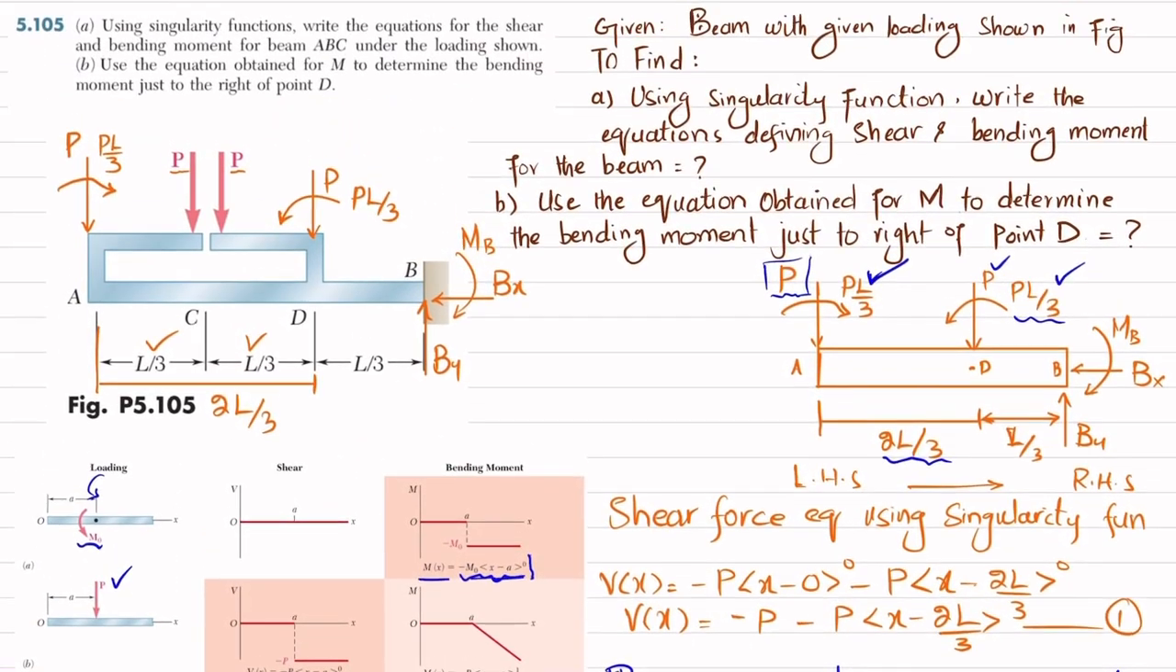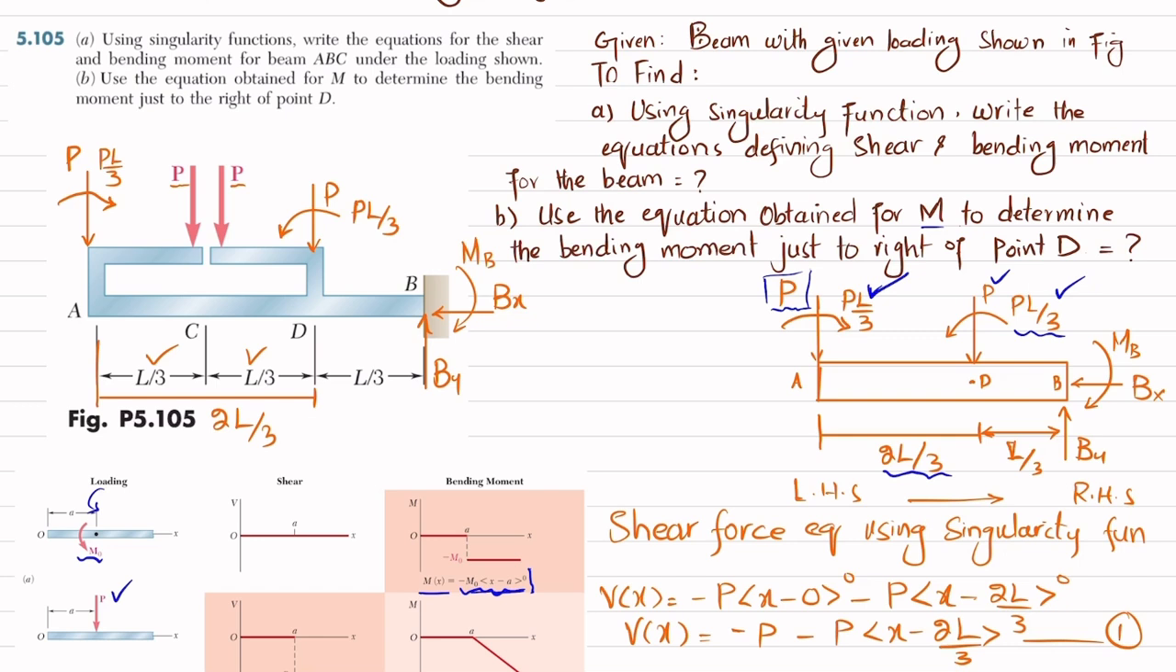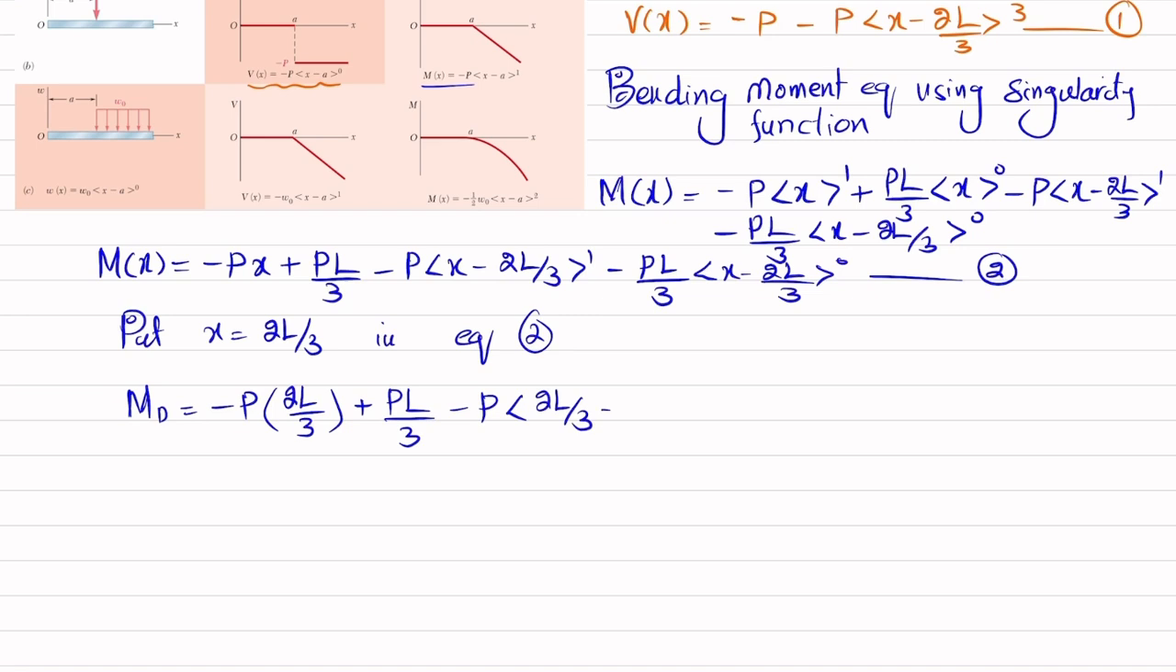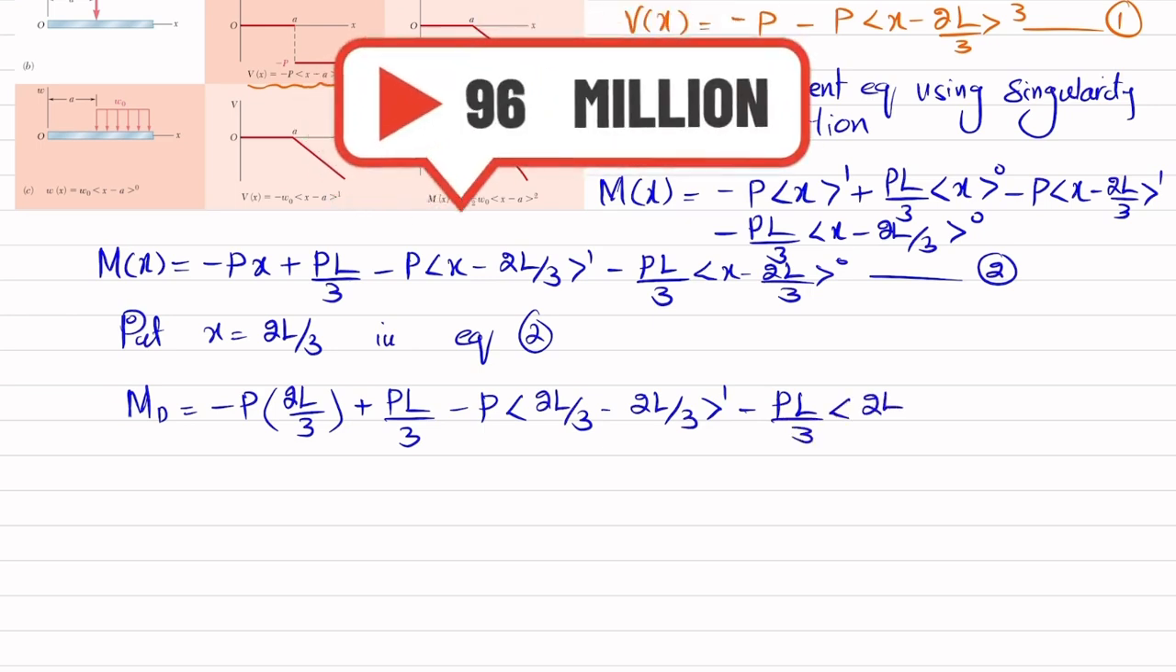Now in part B, we have been asked to use the equation obtained for M to determine the bending moment just to the right of point D. So this is point D, so just try it. At point D means at X is equal to 2L by 3, we will find this moment. So put X equal to 2L by 3 in equation number 2. So moment about point D will become equal to minus P, X replaced with 2L over 3, plus PL divided by 3, minus P times 2L divided by 3 minus 2L divided by 3 power 1, minus PL divided by 3 into 2L divided by 3 minus 2L divided by 3 power 0.